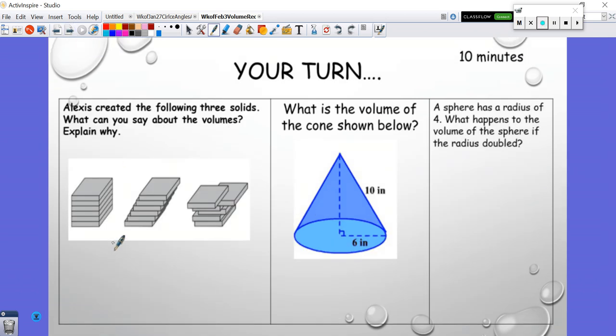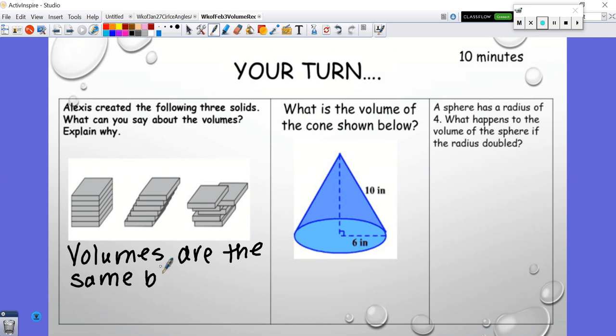Okay, so Alexis created the following 3 solids. What can you say about the volumes? And we're going to say, well, they all have a base of a rectangle, and they all seem to be the same height. So we're going to say the volumes are the same, because of Cavalieri's principle.